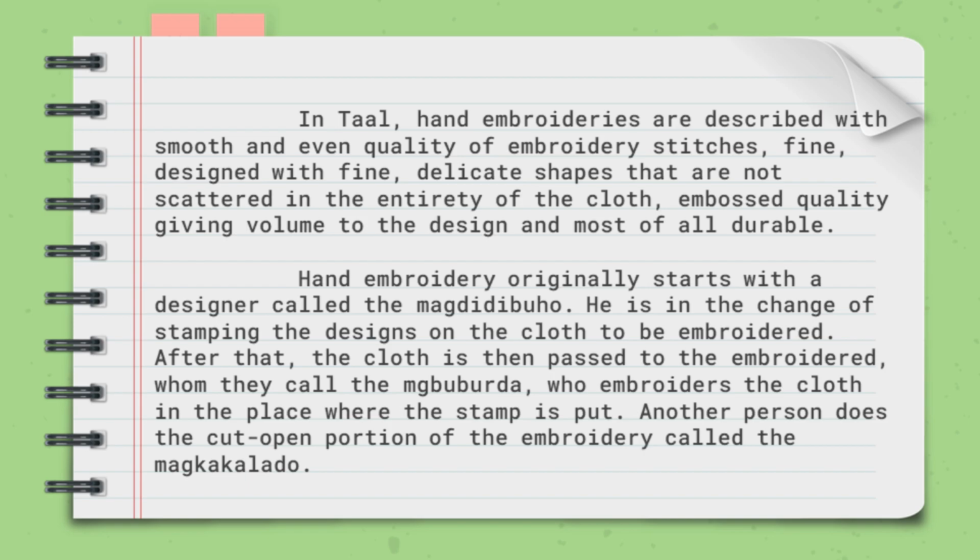Hand embroidery originally starts with a designer called the magdidibuho. He is in charge of stamping the designs on the cloth to be embroidered. After that, the cloth is then passed to the embroiderer, whom they call the magbuburda, who embroiders the cloth in the place where the stamp is put. Another person does the cut-open portion of the embroidery called the magkakalado.